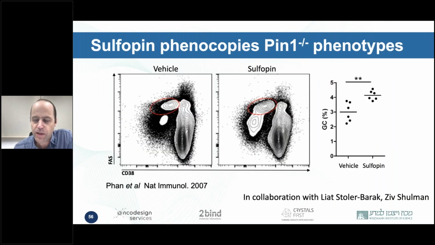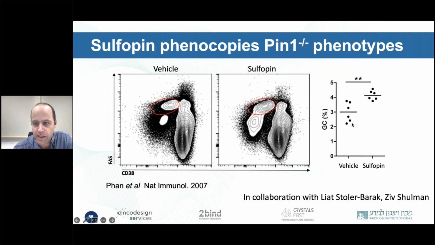We then tried to recapitulate a phenotype of PIN1 inhibition, or rather genetic knockout of PIN1, in vivo. So in this paper from Nature Immunology, the authors showed that genetic knockout of PIN1 increases germinal center size because PIN1 regulates BCL6, which is a master transcription regulator in B cells.